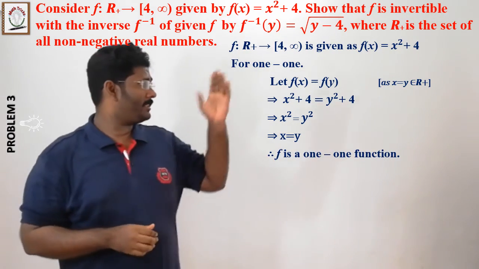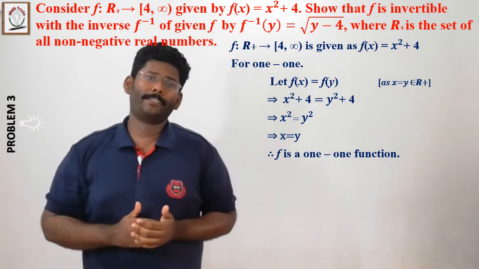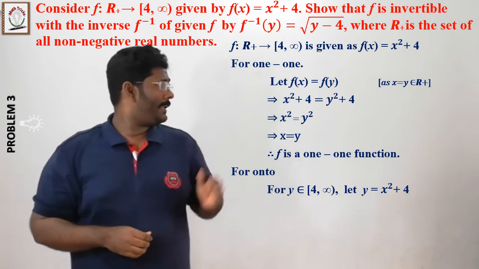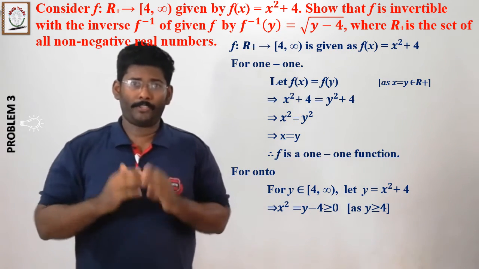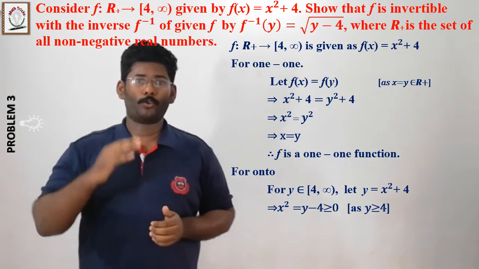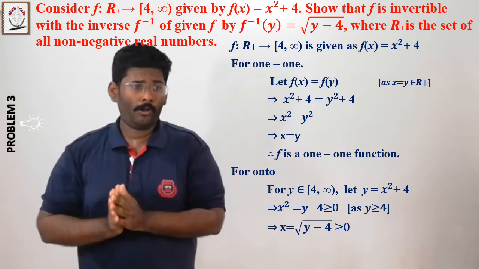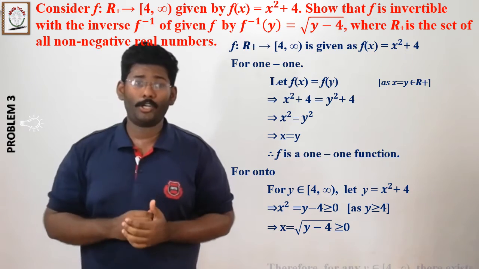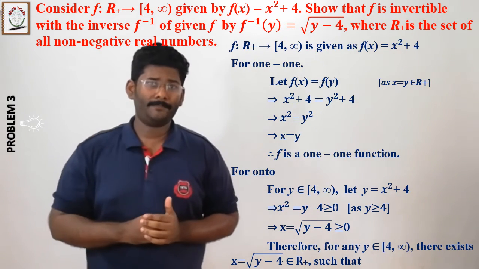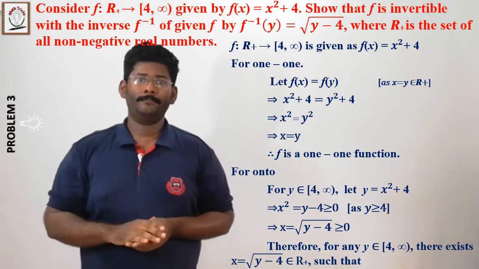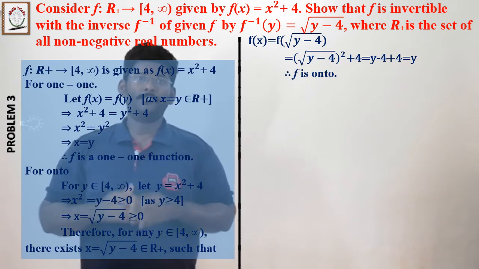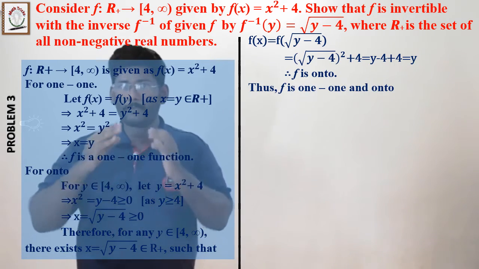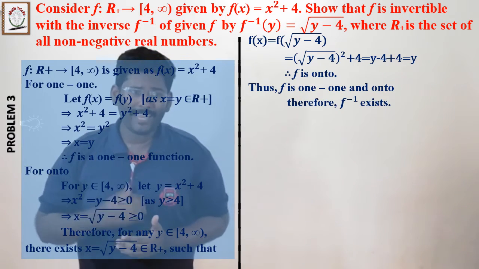Next, we need to prove whether this function is onto. For that, we are taking an arbitrary element y of the closed interval [4, infinity). Let y be equal to x square plus 4, which means that x is equal to root of (y minus 4). Therefore, corresponding to this y in [4, infinity), there exists an x equal to root of (y minus 4) such that f of x is equal to y. So the given function is onto. So the given function f is one-one and onto, which means that the given function is invertible. That is, f inverse exists.